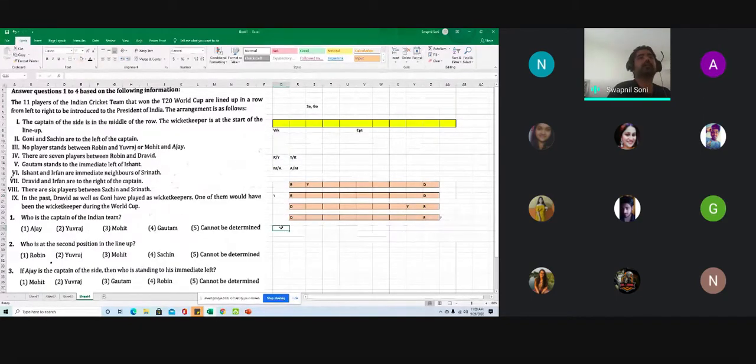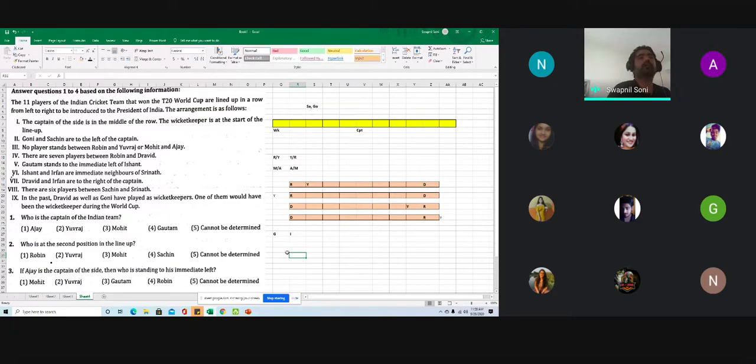Gautam stands to the immediate left of Ishant. They have said Gautam stands to the immediate left of Ishant. This is good. So all we have to do is, Gautam will come here and Ishant will come here. This position is guaranteed. I know that.